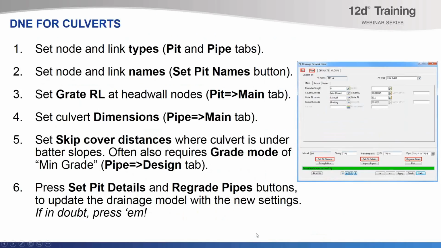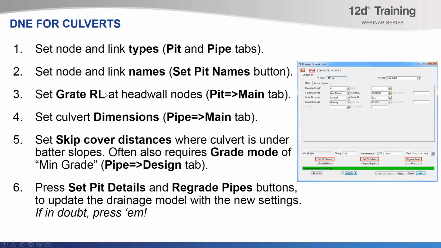And here's a step-by-step listing of the way I would use the drainage network editor if I was going to now set up this culvert for accurate modelling. I'll go through these steps one by one, and in fact I've already done them a little bit out of order because I've already assigned in step 2 here the node and link names via the Set Pit Names button. What I haven't yet done is set the link and node types via the Pit and Pipe tabs.